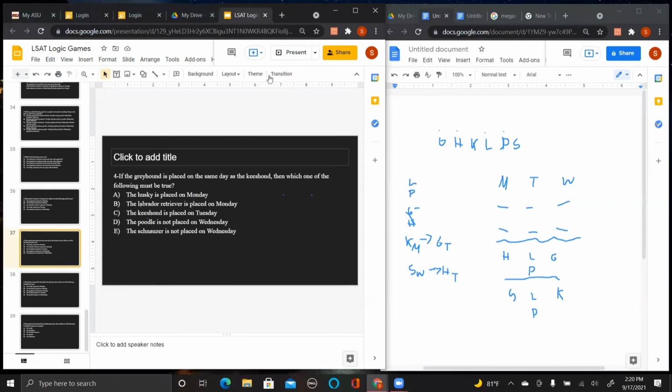If the Greyhound is placed on the same day as the Keeshond, okay, then which of the following must be true? So now we have confirmation that the Greyhound is with the Keeshond.